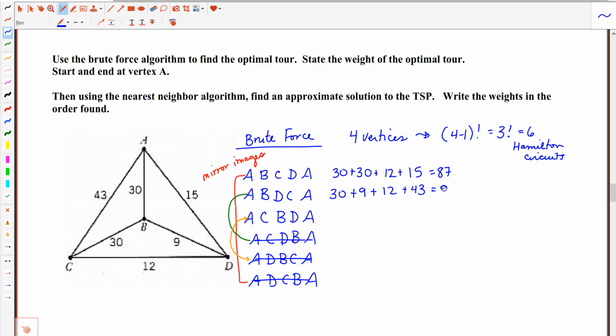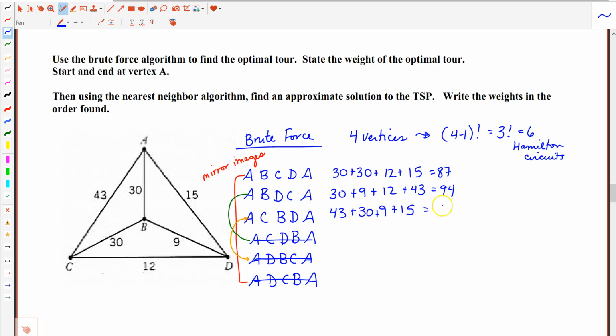So that gives me a total weight of 94. And then finally this last one, A to C is 43, C to B is 30, B to D is 9, and then D to A is 15. I want you to notice that I am recording the weights in the order that I would have found by running through these vertices. This is what I would be looking for in your work, to be able to kind of follow along with what's going on and where you're getting your numbers.